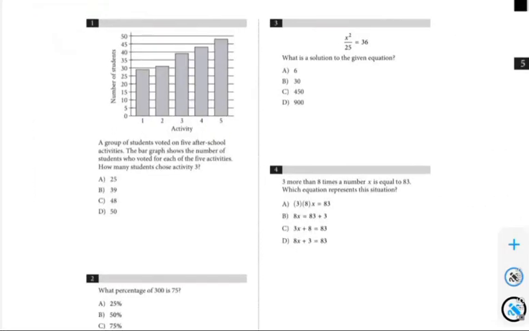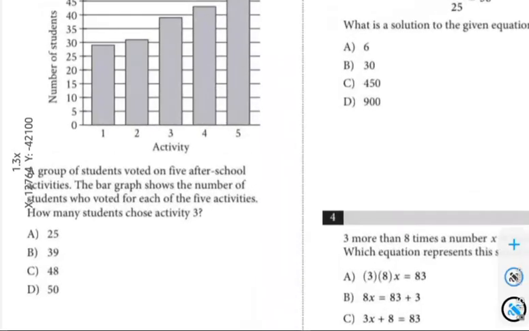It is a graph based question. The question reads that a group of students voted on 5 after school activities. The bar graph shows the number of students who voted for each of the 5 activities. How many students chose activity 3? This is a basic question. We just have to look at the graph. So we can see that we are asked for activity 3.